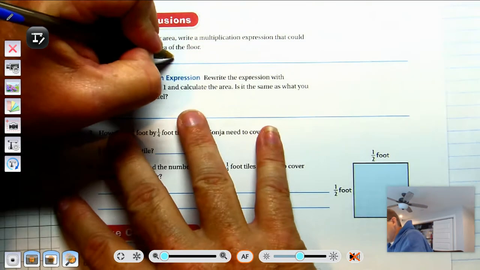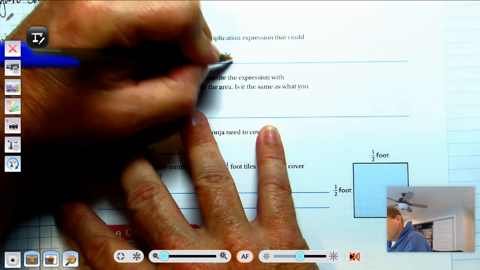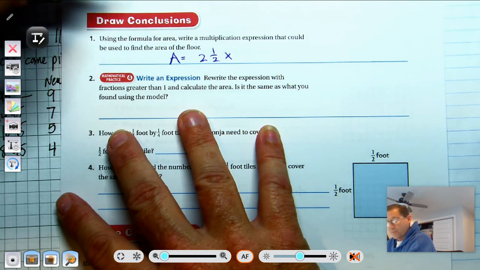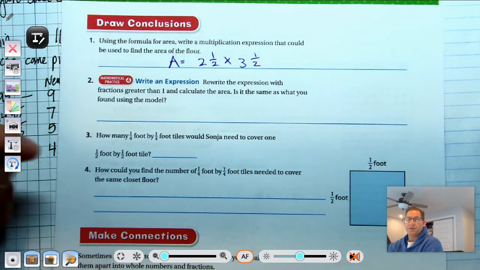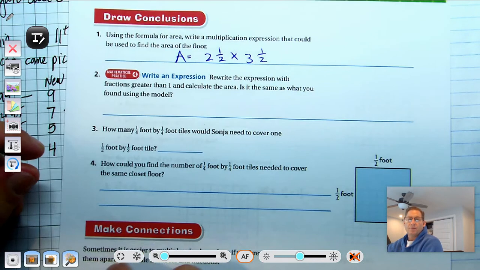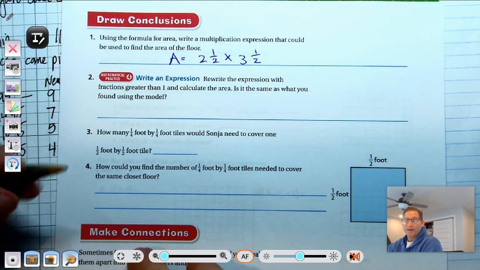Well, the floor was 2.5 by 3.5. So that would be the expression, length times width, right? So we can rewrite the expression with fractions greater than 1 and calculate the area.